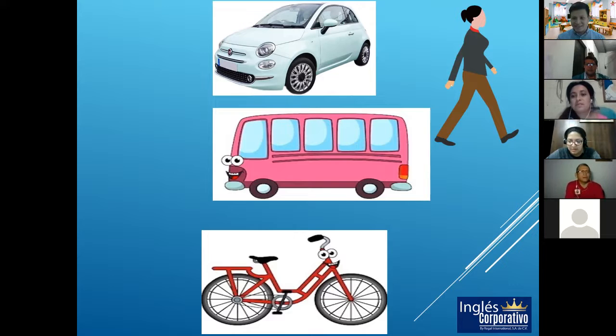Okay, con like, tenemos que tener un poquito de cuidado. When we use like, we have to add ing at the end of one verb. For example, I like walking. Walking. I like walking. Como estamos utilizando dos verbos, y like tiene esa exclusividad que le agregamos ing al siguiente verbo. ¿Sí?